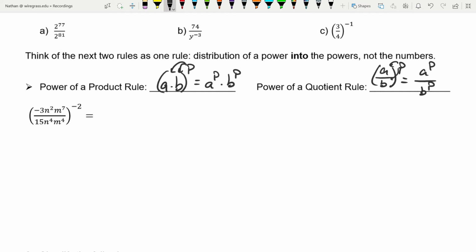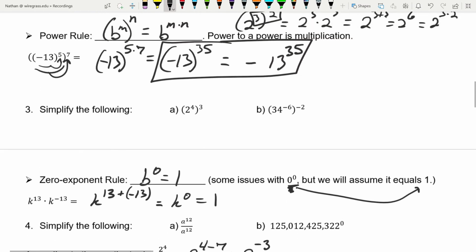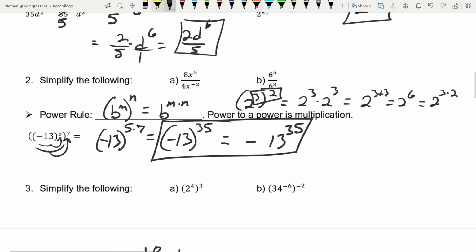Now, it also should be noted that if I had something like this instead, a to the m times b to the n, all to the p, this is the same thing as a power to a power. So we have a to the m times p times b to the n times p. The powers multiply together because it's actually using the power to the power rule right here. It's using that idea.